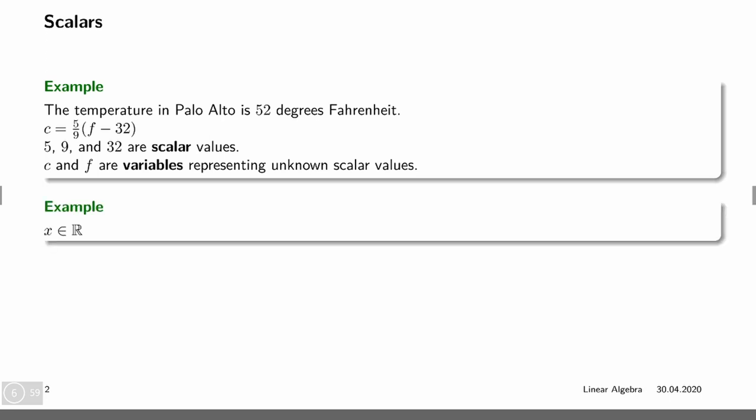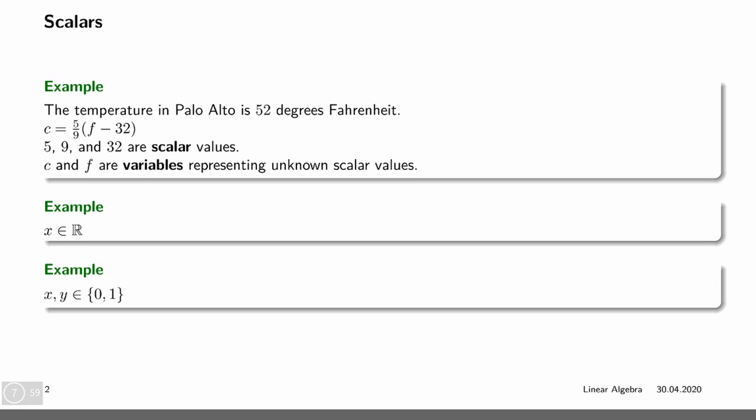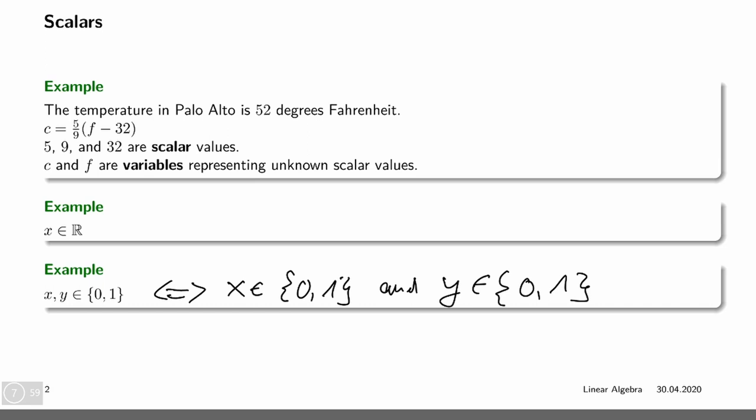Now, such variables typically come from a set. If you say x is an element of R, that means that x can take any value on the real line. Or if we say x and y are elements of {0, 1}, that basically means that both x and y can take one of two values, either 0 or 1. This is the same as saying x is an element of {0, 1} and y is an element of {0, 1}. It's shorthand notation.